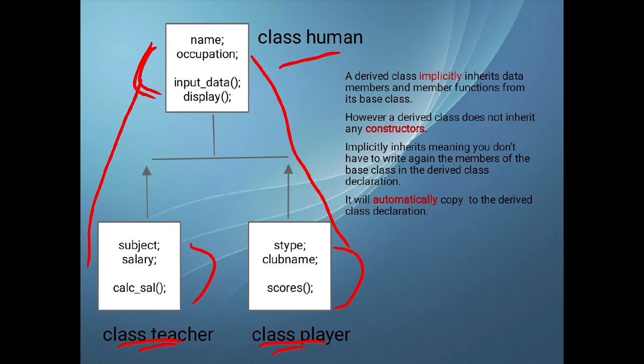So you will not see it, but if you want any data from the class human, suppose the name, the occupation, then in that case the class teacher can automatically extract that data, or the class player can also automatically extract the data. So it will not be visible, but it will be accessible. That's why it will be automatically copied to the derived class declaration. I hope with this block diagram you can understand. If not, go through this again.